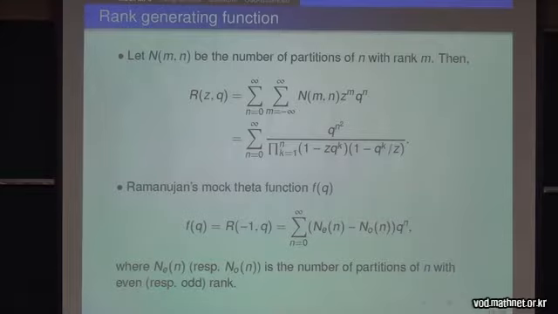So when we plug z into -1, the coefficient of q to the n is just the difference between the number of partitions of n with even rank and odd rank. So this explains that the coefficients of f of q are counted by partitions weighted by the parity of the rank. This is an answer to what is counted by the mock theta function f of q.